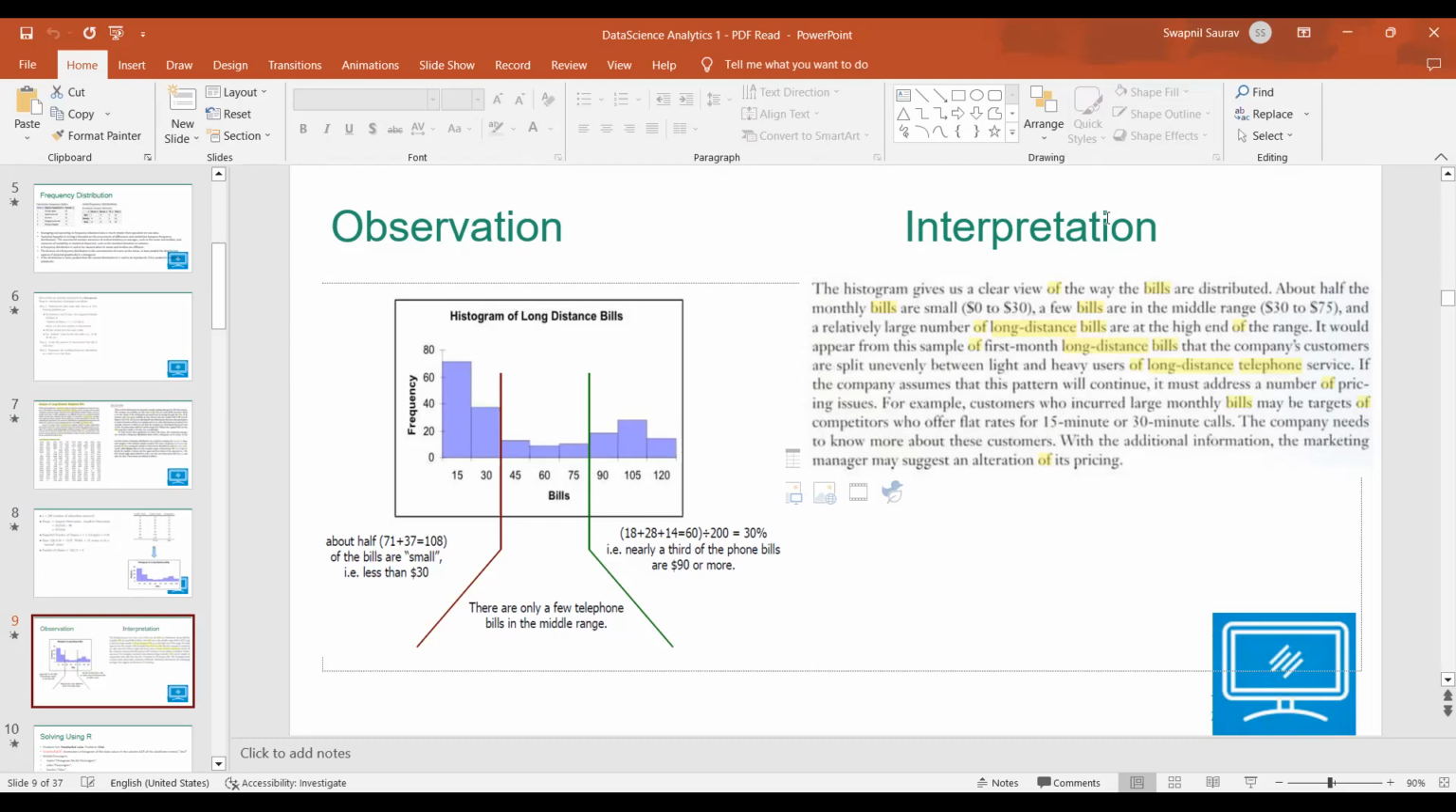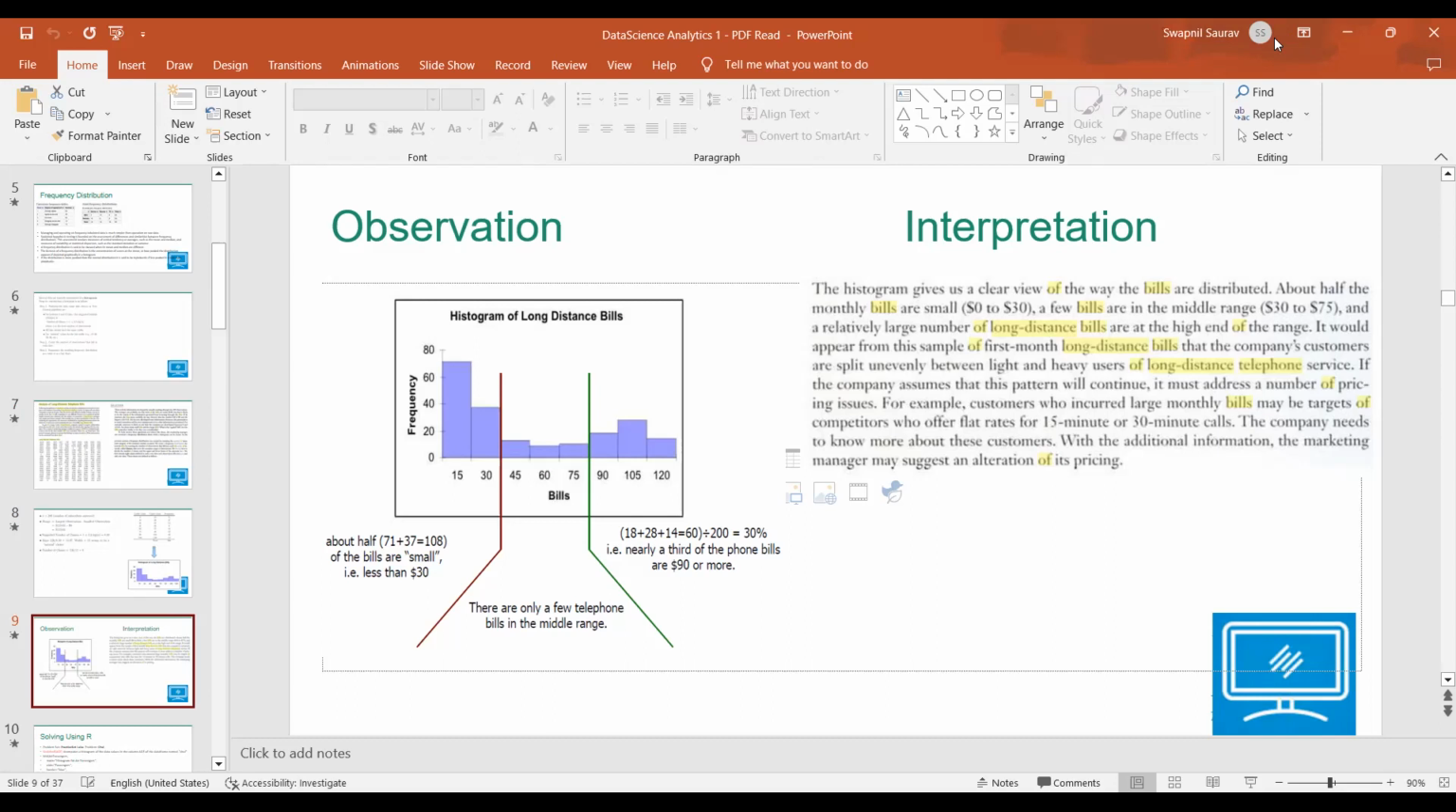And for a telecom provider, your problem is reverse. You want to bring those rightmost to the middle because they are the risk. They will go away. So depending upon your business problem, your objective will definitely change. So this is how you can draw a histogram, and this is what a histogram talks about.